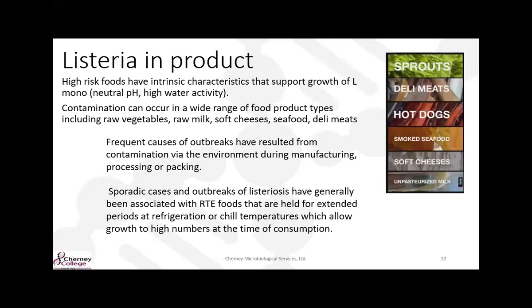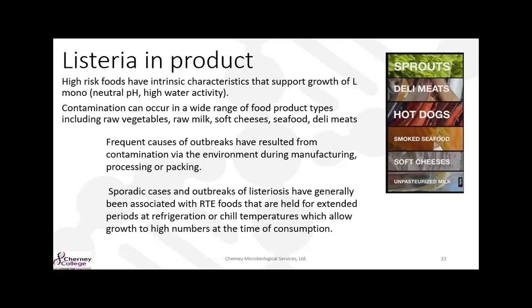So if we talk a little bit about Listeria and product, high-risk foods are going to have those intrinsic characteristics that support the growth of L. mono, neutral pH, high water activity. Some of those frequent contaminations are listed on the right there in that picture: sprouts, deli meats, hot dogs, smoked seafood, soft cheeses, unpasteurized milk. Contamination can occur in that wide range of food types, definitely not limited to just one type of item.